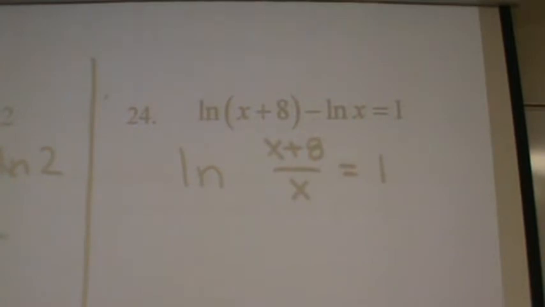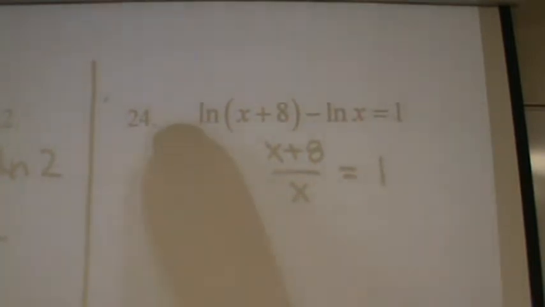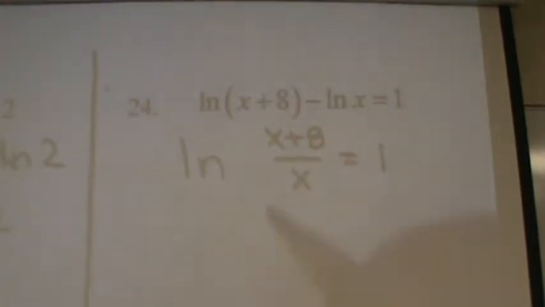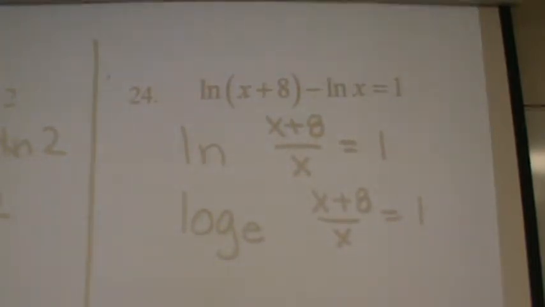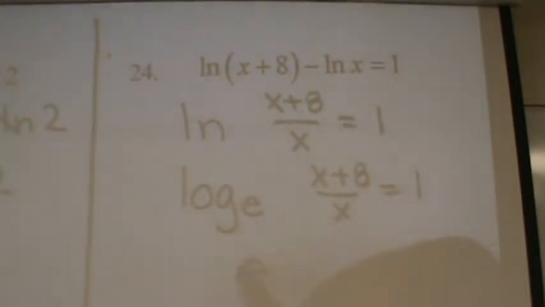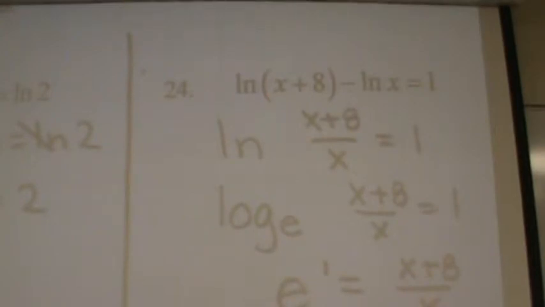Now, this is the one that drives me absolutely nuts because I get a lot of people crossing this ln out. You can't cross that out. You don't have one on the other side to cross out. So what do you do instead? Giving you a hint. What do you do instead? Rewrite it as e to the first power equals x plus 8 over x. This is 2.718, cross multiply, and then you can figure it out from there. Okay?